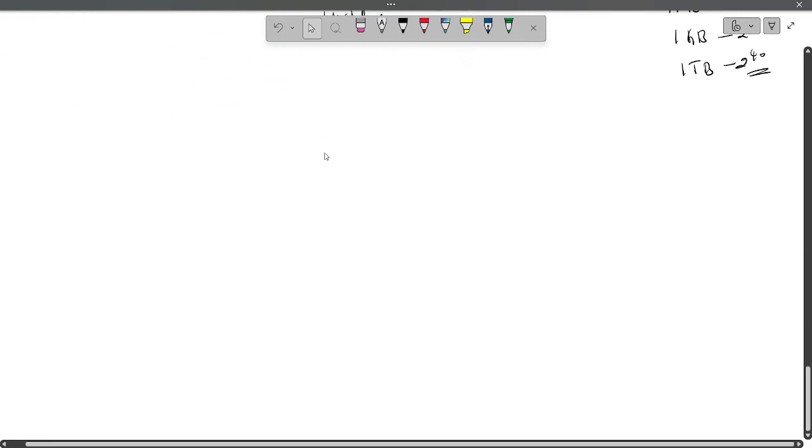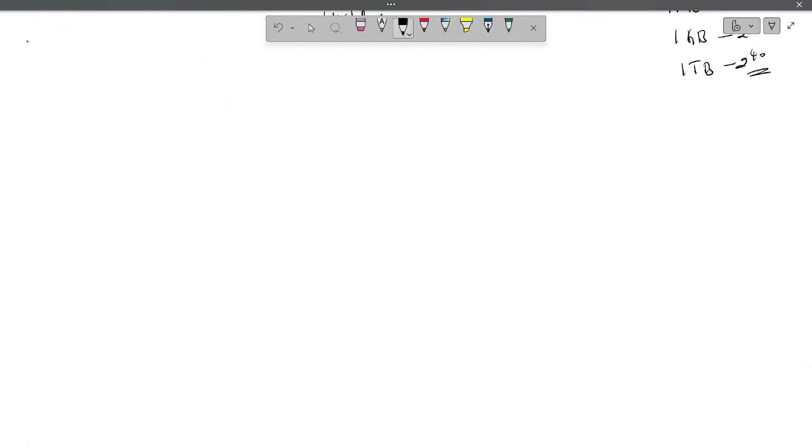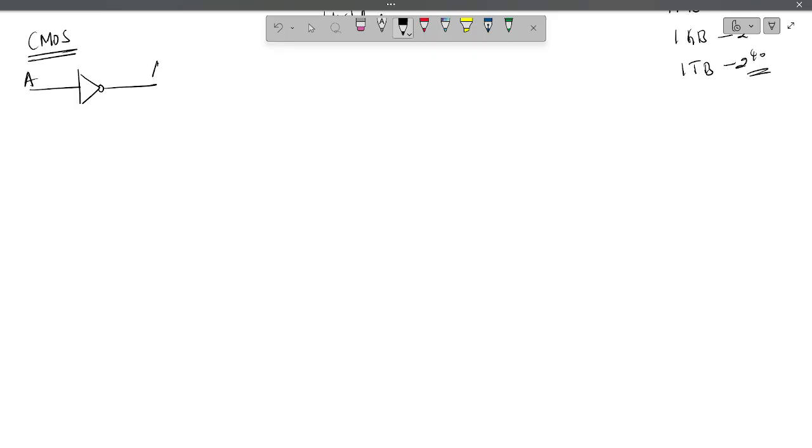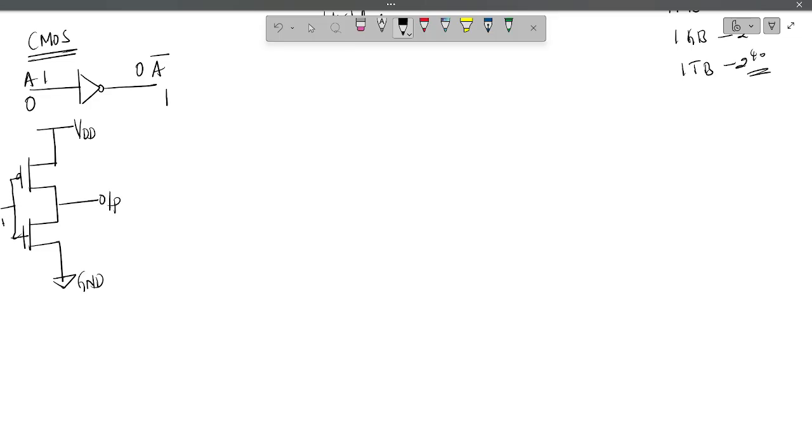So how are we designing the inverter? By using CMOS circuits, complementary metal oxide semiconductor. We already saw the inverter in digital. This is nothing but A bar: 0 means 1 and 1 means 0. How we design it: it has a PMOS as pull up and an NMOS as pull down, this is supply voltage VDD, this is ground, this is the output, and this is the input.